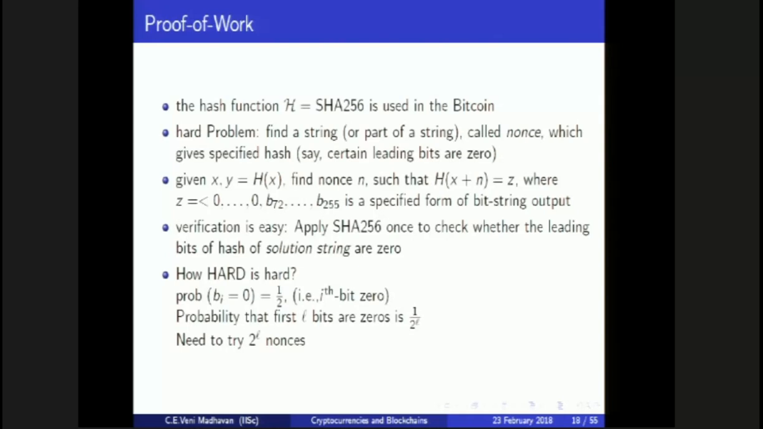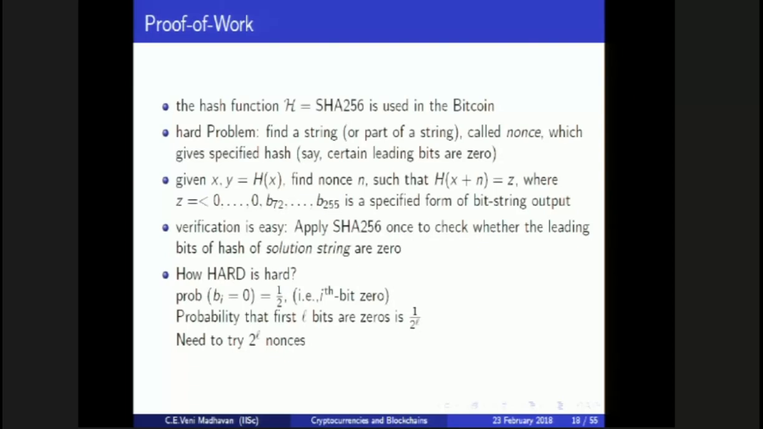Then it says the new block generation. At that point, we say find a nonce, a simple additive nonce. You keep on adding 1, 2, 3, 4, 5, 10, 100,000 to x, such that it becomes z, where z is of a special form. The leading 72 bits are 0, the remaining 184 bits are don't care.